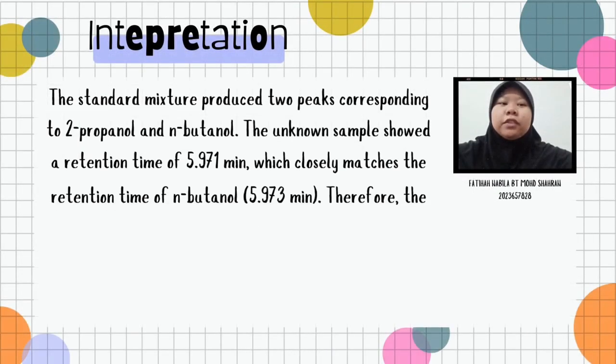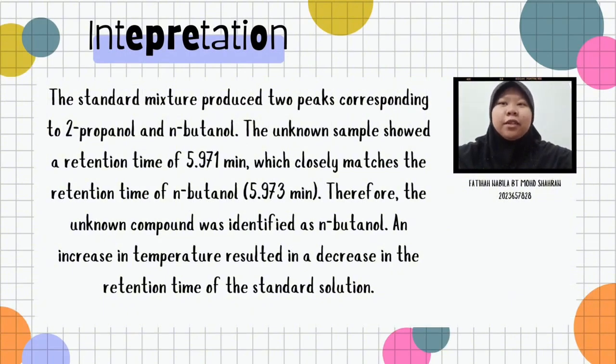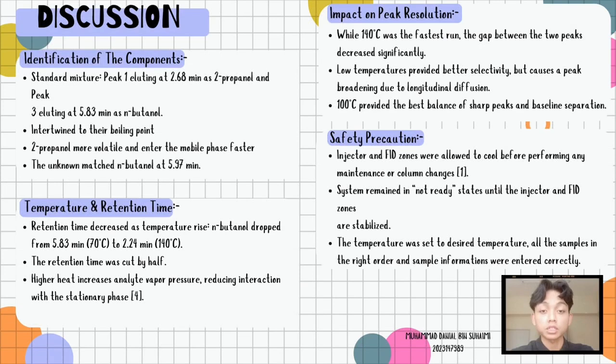The interpretation of the result. The standard mixture produced 2 peaks corresponding to 2-propanol and N-butanol. The unknown sample showed a retention time of 5.971 minutes, which closely matches the retention time of N-butanol, 5.973 minutes. Therefore, the unknown compound was identified as N-butanol. An increase in temperature resulted in a decrease in the retention time of the standard mixture solution. Now, moving into the discussion of our result.